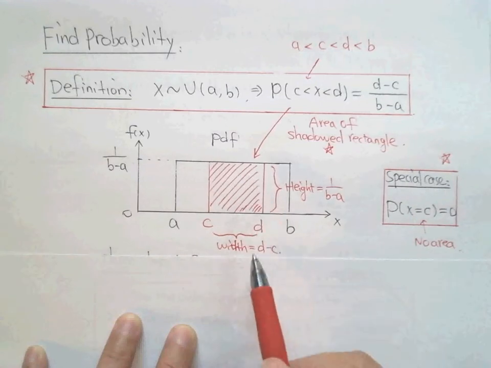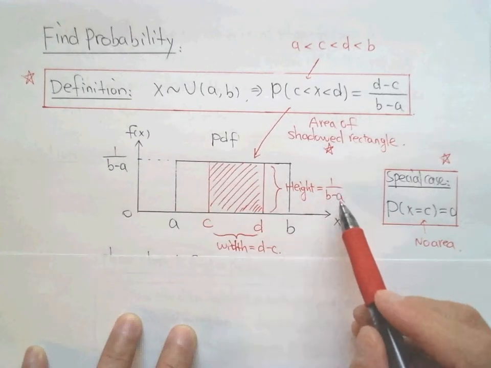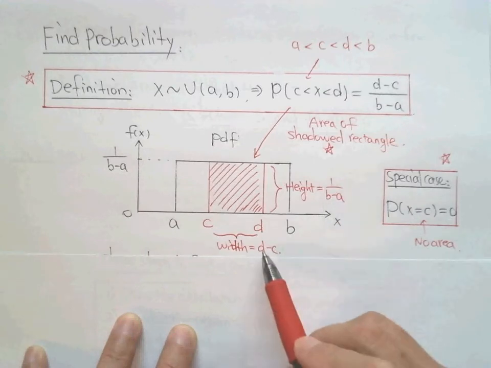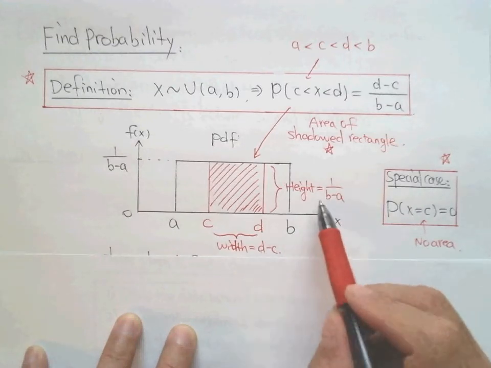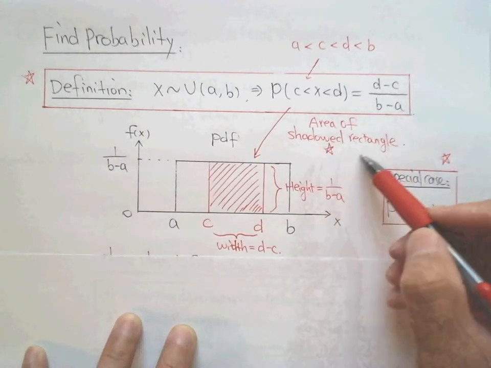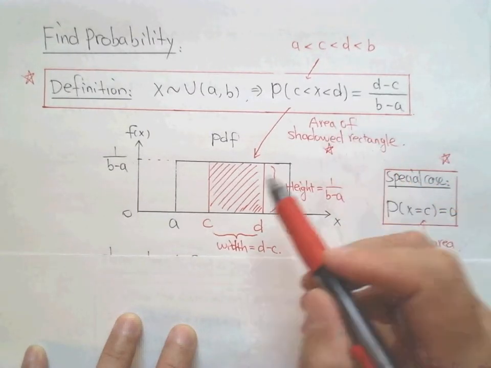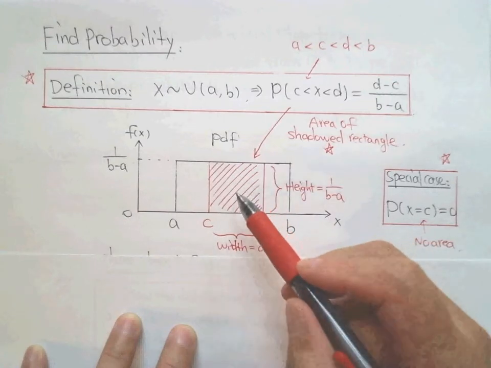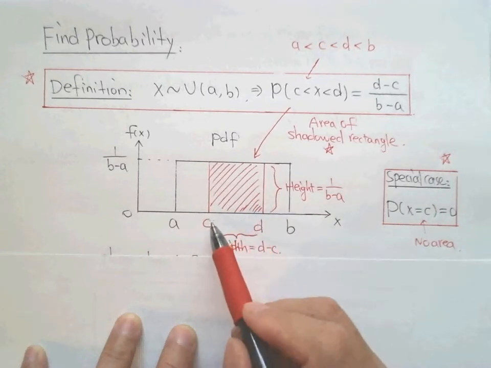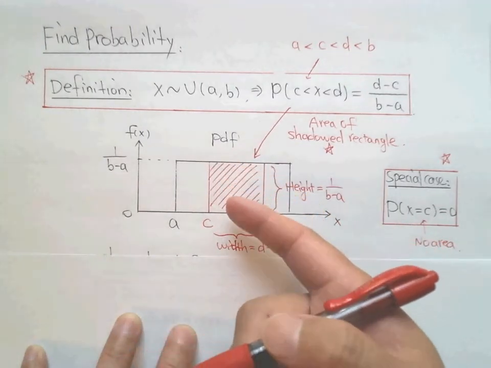Okay, we're going to count. What's the width? D minus C. What's the height? Exactly this number, 1 over B minus A. If we do the calculation, the width times the height means the width divided by B minus A, which is exactly consistent with the probability. So finally we have these results. These results are very important. The area of the shaded rectangle, this red one I highlighted, is exactly the probability for X between C and D. Now the probability for a uniform distribution can be described by an area.